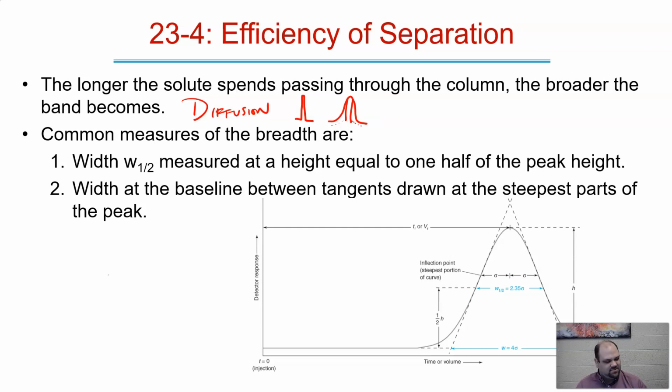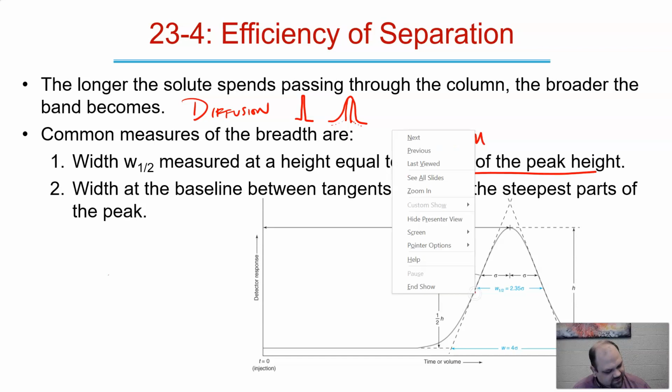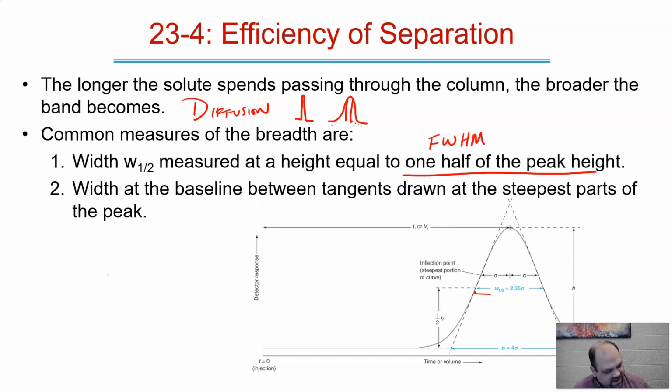There's really two schools of thought, and I'm sorry that my webcam's in the way here. The first is this W1/2, so that's when we measure at half the peak height. Another term for this is the full width at half max, FWHM. And that's what we have here. This is roughly the halfway point of our peak, and so they've measured the half width there.